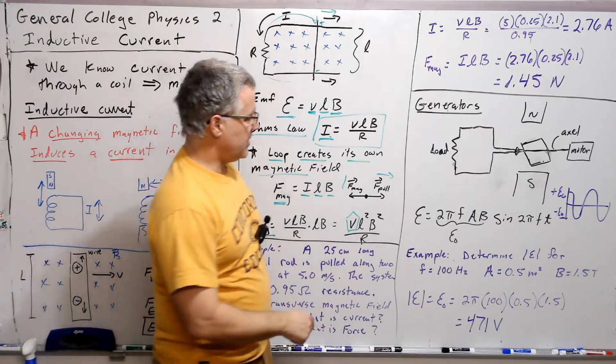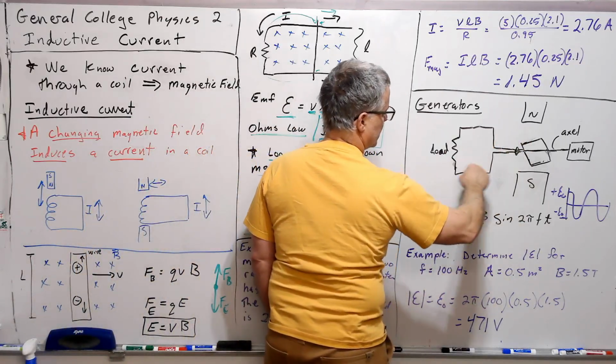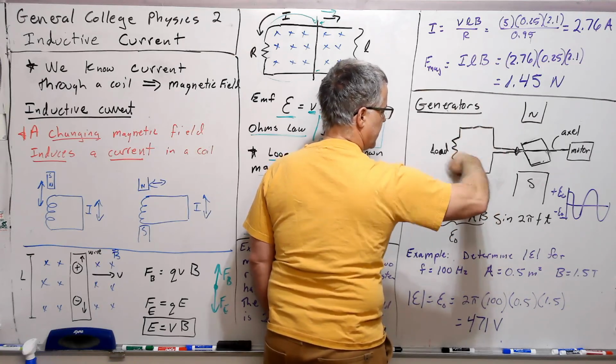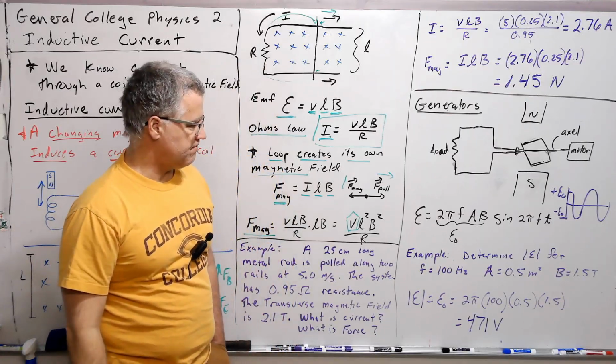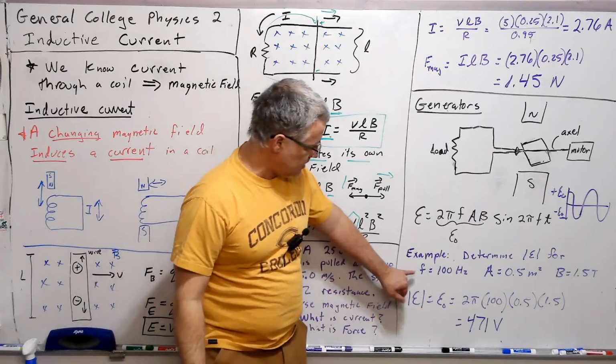Where would that current be coming in? Well, this is producing a voltage, so that can run through the load. So the current will go this way, this way, this way, this way, and that's where we get AC, or alternating current, from.